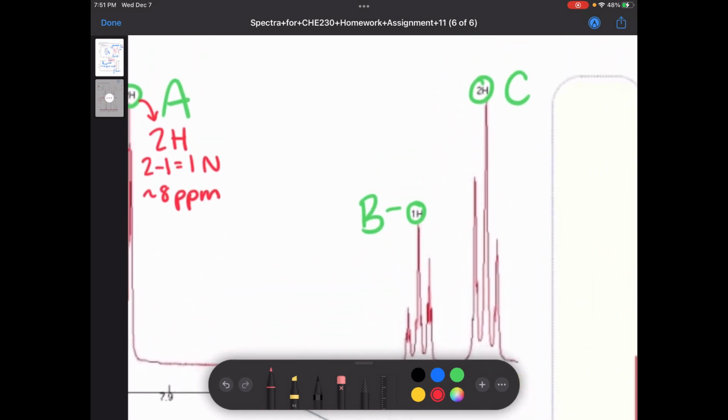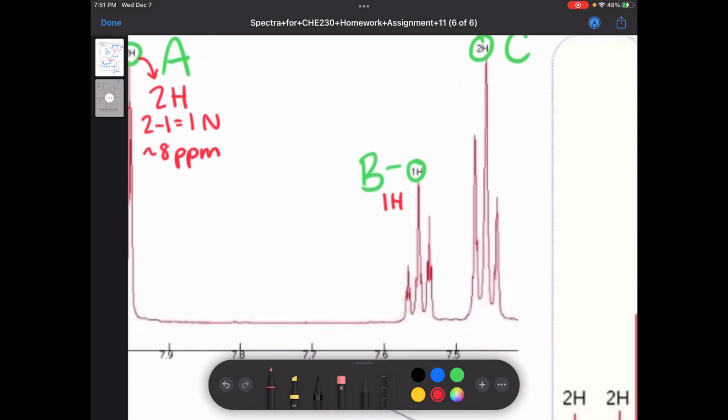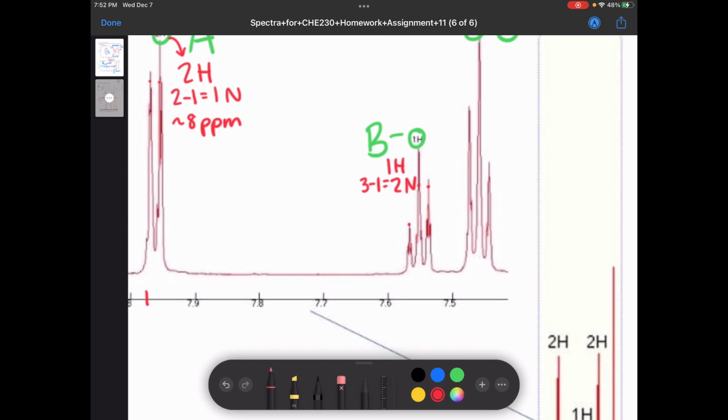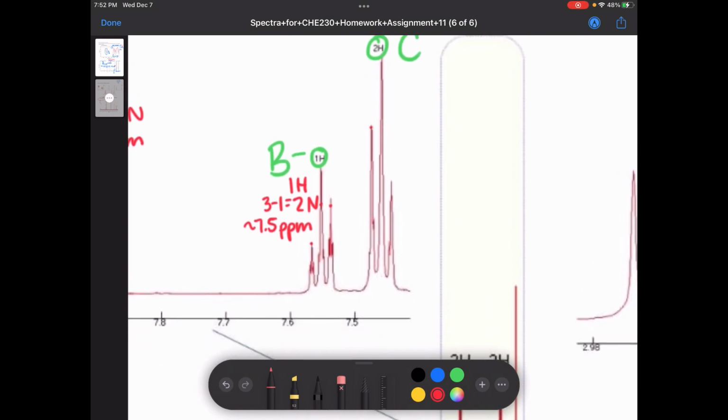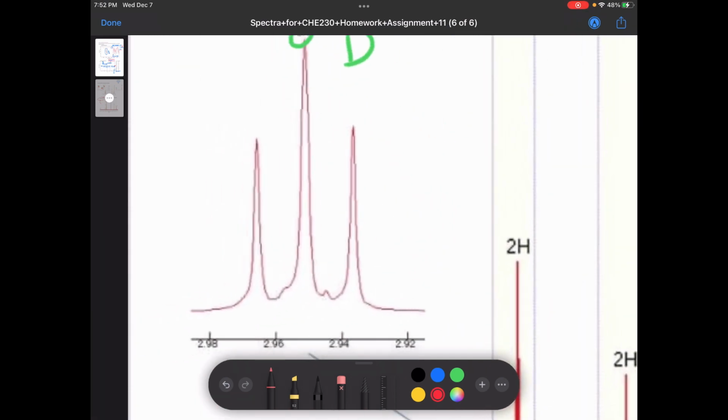All right. Let's move to B. B has 1 hydrogen. It has 1, 2, 3 peaks. 3 minus 1, 2 neighbors. Right? We got roughly a 7.5 ppm. Cool beans. Let's move to C. C looks just like B. Well, similar. It's got 2 hydrogens. It's also a triplet. Minus 1 and minus 1. We're going to have 2 neighbors on this one as well. Again, roughly 7.5 ppm. Let's move on to D.